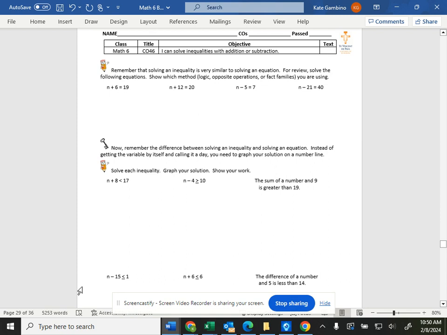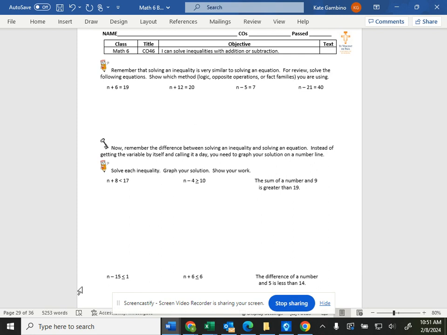I can solve inequalities with addition or subtraction. So remember that solving an inequality is very similar to solving an equation. We've worked on solving those equations with the one-step operations. So let's review that. Solve the following equations.